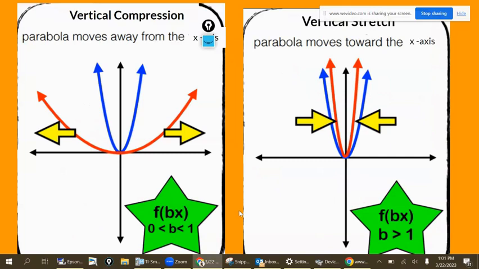All right, so we have a vertical compression, which is a parabola. Okay, it moves away from the x-axis. Then we have a parabola that moves towards the x-axis. So it's a compression. We have a stretch and a compression, very similar to horizontal. We're just going to be looking for 2 different things, and I'll show you what they look like. These are going to be outside of the parentheses.